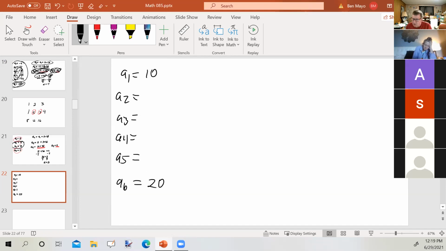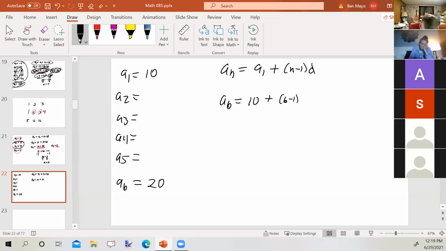How do I know it was 6? Because I knew the first term, I had to put 4 arithmetic means in the middle. So now we're up to 5 terms. So the last term is a sub 6. So what are we going to do? We're going to use a sub n equals a sub 1 plus n minus 1 times d. A sub 6 equals a sub 1 plus 6 minus 1 times d, which is 10 plus 5d. But we also know that a sub 6 is 20. So 10 plus 5d equals 20.